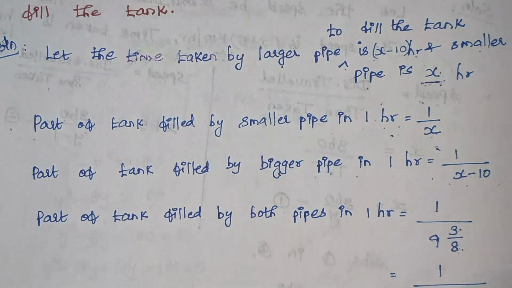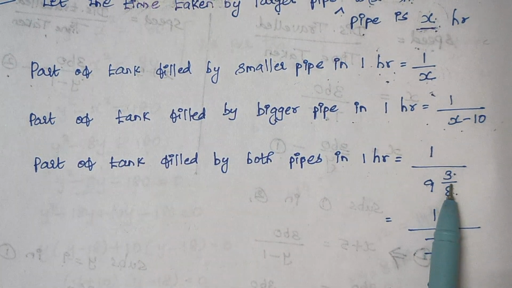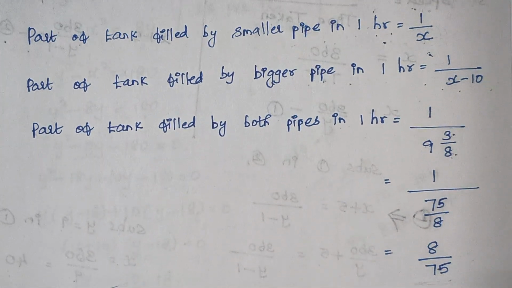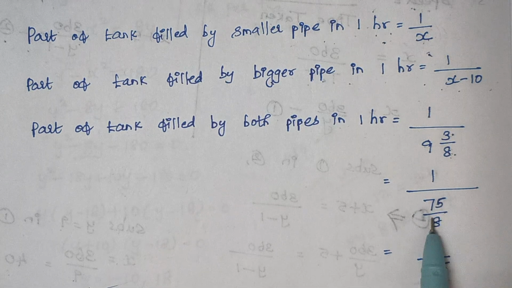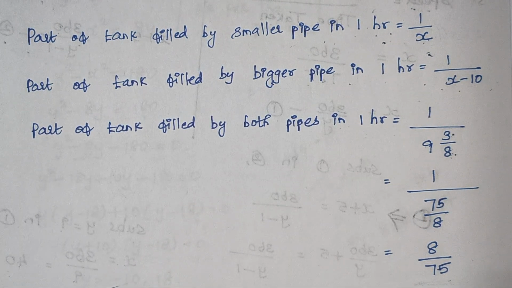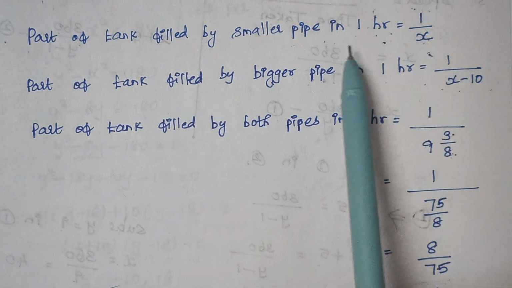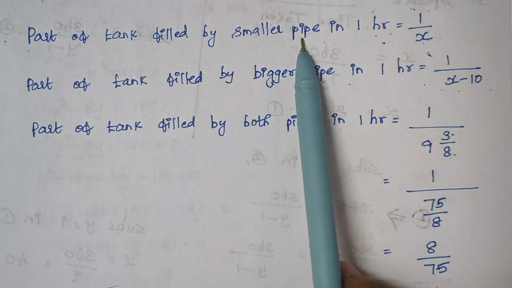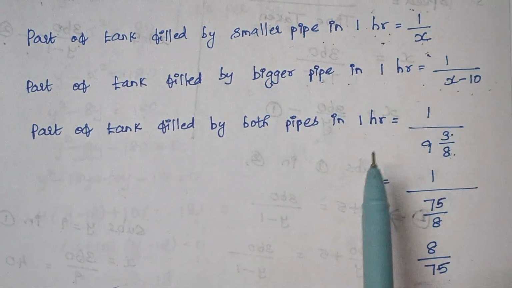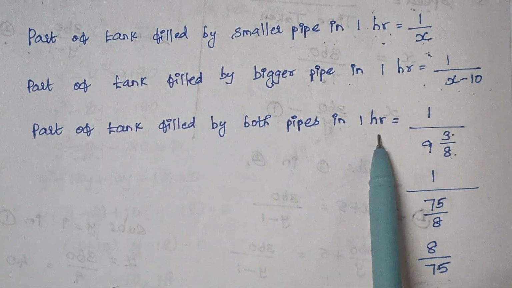So here when you solve this fraction, it becomes 9 8s are 72, 72 plus 3, 75. So here it is 75 by 8. And when you bring this denominator term to the numerator, it becomes 8 by 75. Right. Now, you see, this is the part of the tank filled by the smaller pipe in 1 hour and bigger pipe in 1 hour, and this is the part of the tank filled by both the pipes in 1 hour.